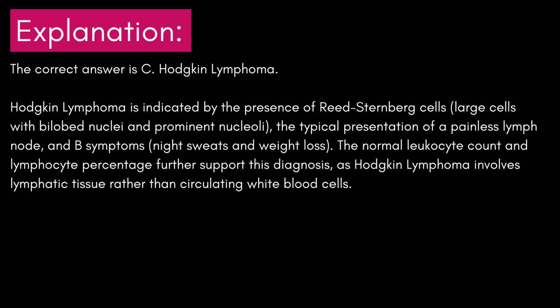Hodgkin lymphoma. Hodgkin lymphoma is indicated by the presence of Reed-Sternberg cells, large cells with bilobed nuclei and prominent nucleoli. The typical presentation is a painless lymph node and B symptoms, night sweats and weight loss. The normal leukocyte count and lymphocyte percentage further support this diagnosis, as Hodgkin lymphoma involves lymphatic tissue rather than circulating white blood cells. All right, let's go ahead and see why the other answer choices are incorrect.